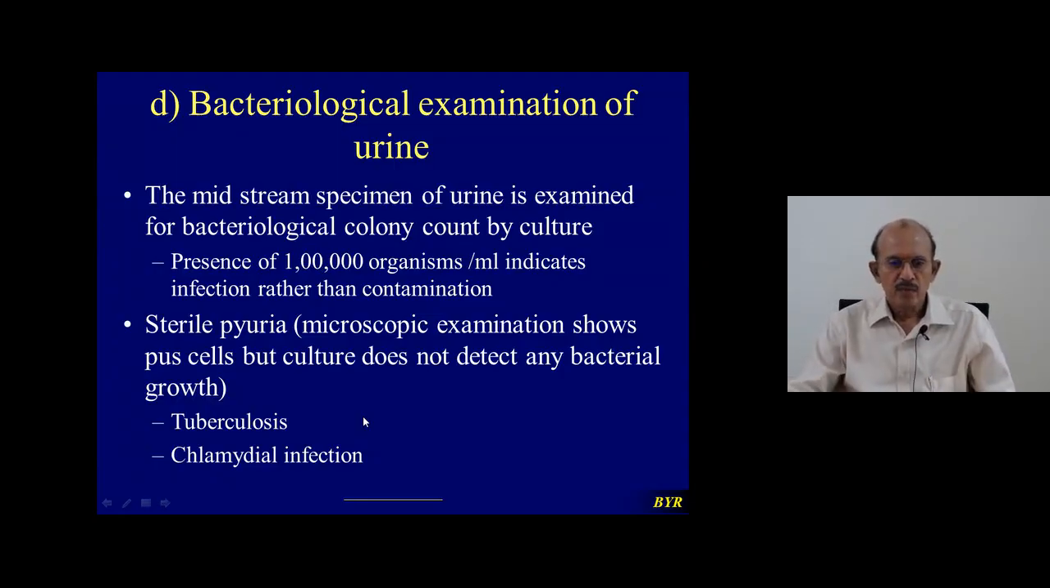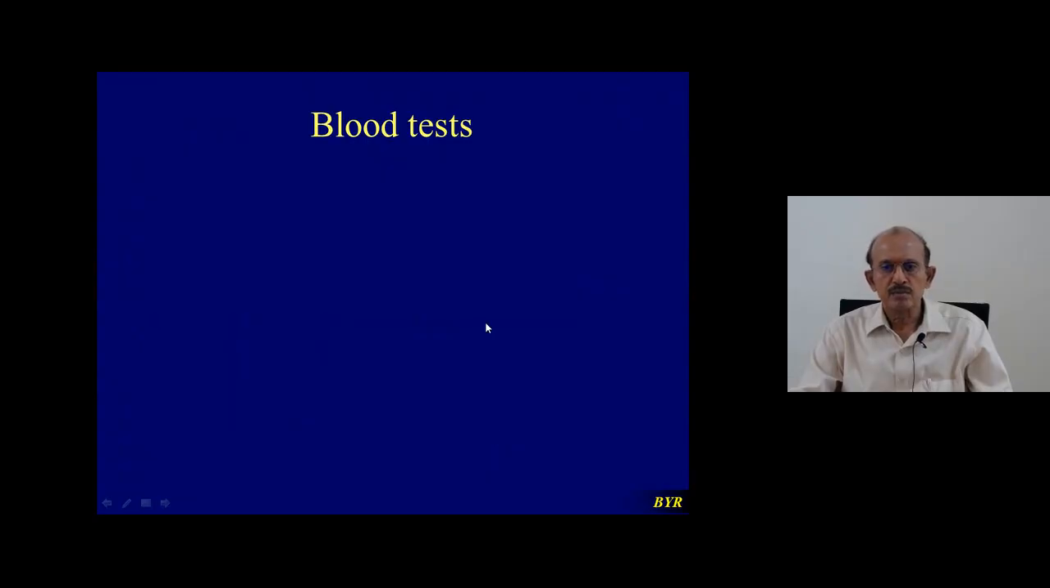Okay. So chlamydia also can't be grown in the ordinary culture. That is why you will not be able to see the culture positive in chlamydial infection. So this is called sterile pyuria. Please remember this. This is an important bit. In short notes, you will get this question a number of times. So that is about the urinary examination tests.